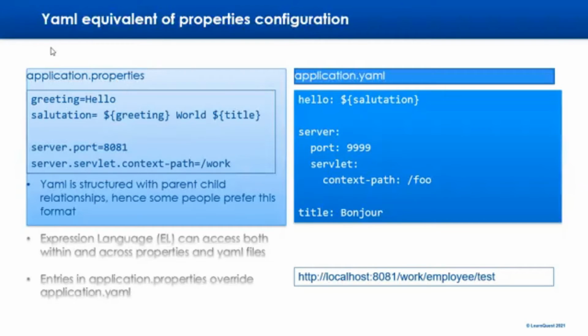You must be careful in the indentation. It is 2 spaces indentation, and it is space between the colon and the value. EL is represented in both, and you can access one from the other to some degree. What actually happens here, the salutation is actually accessing the salutation property in the properties file. What happens if I have the same property in application properties and application YAML? Well, the answer is properties is king. It will override what you have in your YAML file.